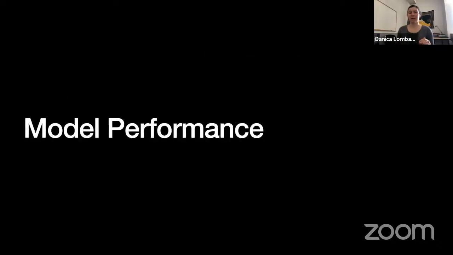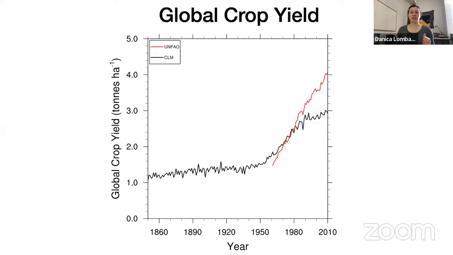I'll just give you a quick highlight of model performance. First is that we see that global crop yields increase through time. So the black line is CLM, the red line is UN FAO. And so these are global crop yields. And what you'll notice here is that from when data were first available through about the 1990s, CLM does a decent job of predicting global crop yields, but then it levels off.